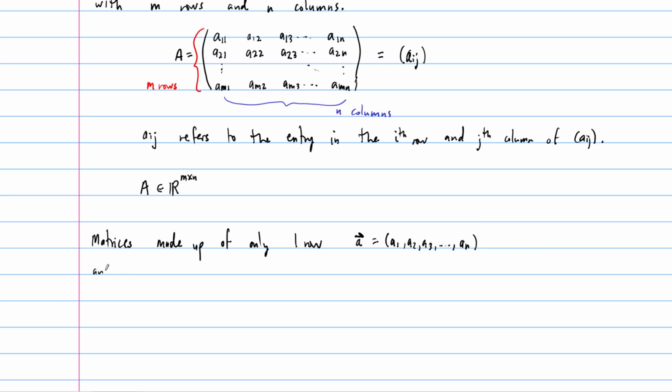And those made up of only one column. Notice these are two different cases, right? One row means that you could have many entries, but they're all aligned in a row. One column, in this case we'll just write a with a hat like this, is going to mean that the entries are lined up. Again, there could be more than one entry, in this case m entries, but they're all aligned vertically like this. All right, so these are both called vectors.